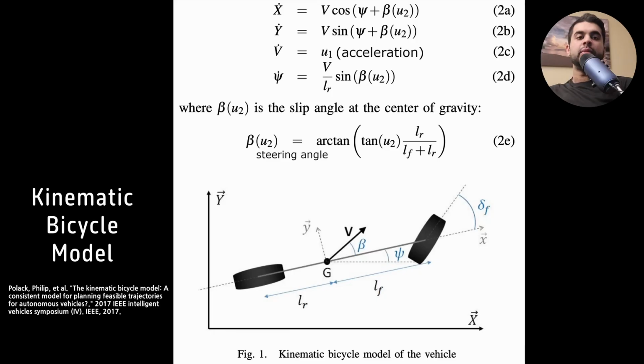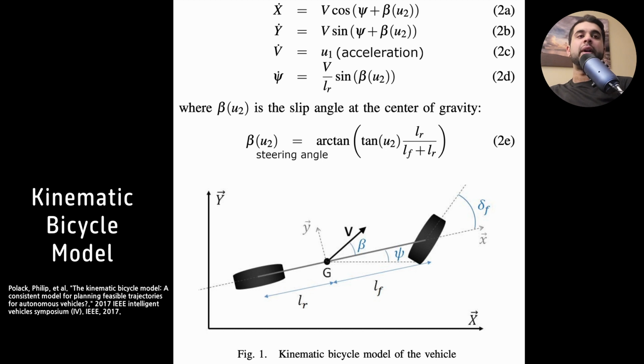We will be using the kinematic bicycle model for the dynamic simulation. This is very commonly used for control system design for driving because it gives you a good understanding of the mechanical behavior of the car. There are 4 states here: X and Y, which correspond to position, V for speed, and psi for the heading angle. There are 2 inputs, U1 and U2. U1 is the acceleration and U2 is the steering angle itself.